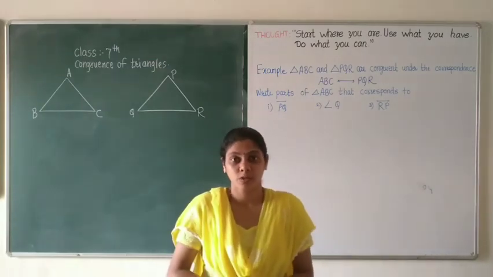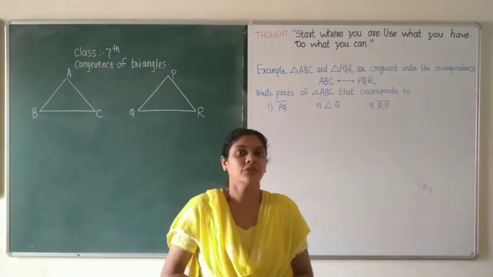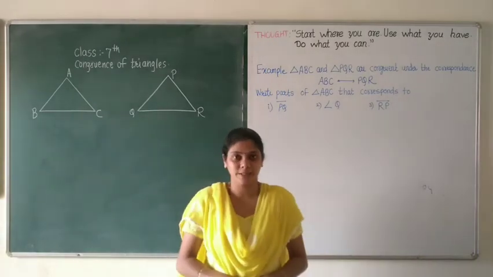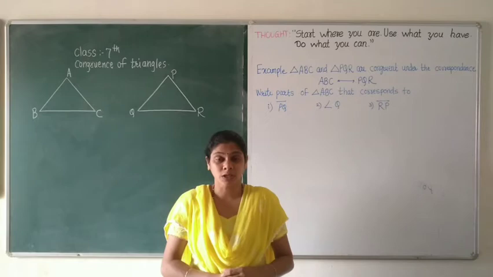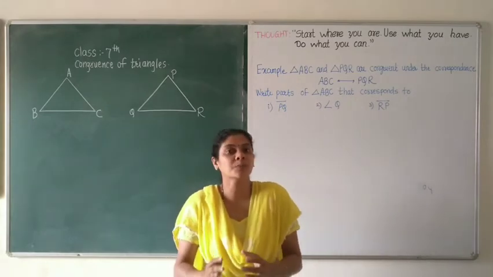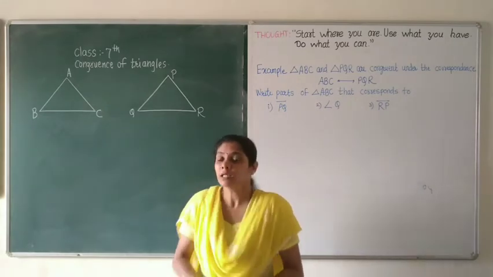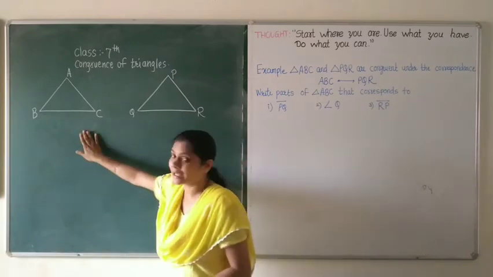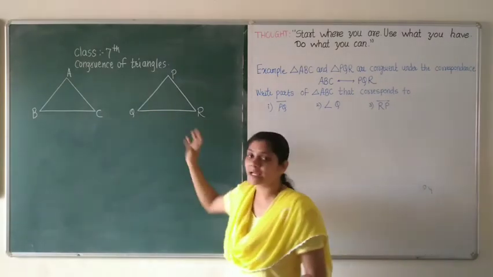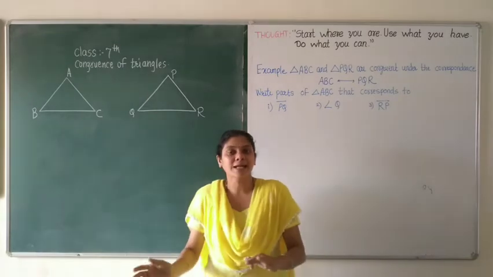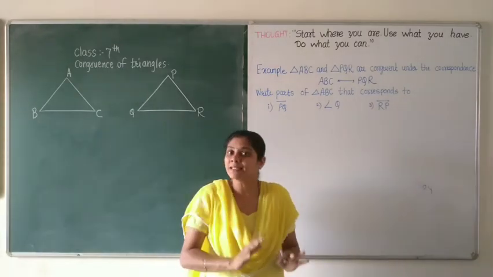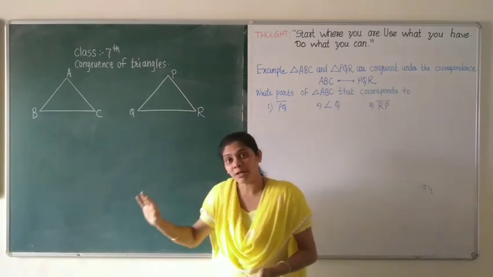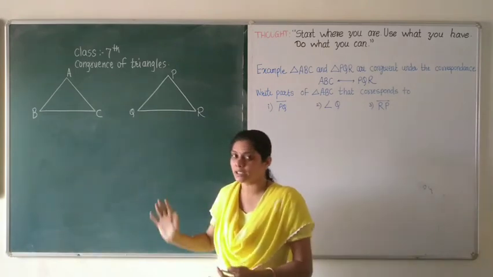Students, today in this session we are going to learn more about congruence of triangles, and also how to write their corresponding parts. Look here, I have drawn two triangles, triangle ABC and triangle PQR. Both triangles are the same size and the same shape. That means they correspond, or we can say they are congruent to each other.